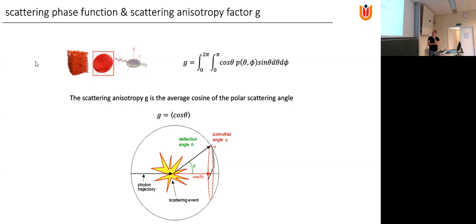Which means that if you regard the phase function as a probability density function, then you take cosine theta and multiply it with the probability of a given theta or a given theta phi, and then take another cosine theta, multiply that with the probability itself, and then add it up. That's what the integration is. So you're calculating an expected value, an average value of cosine theta. That is then the other definition. It is the average of the cosine of the scattering angle.